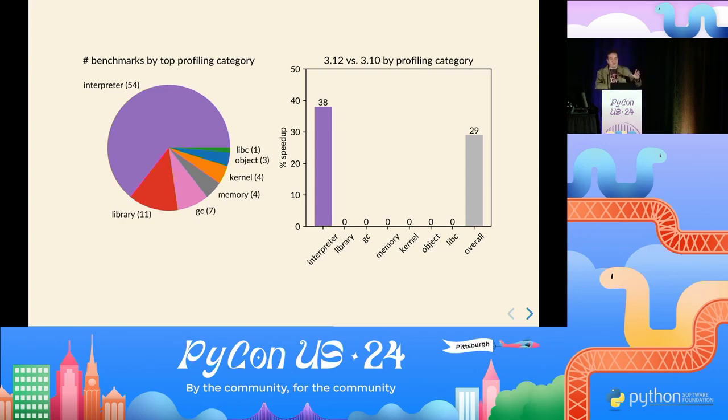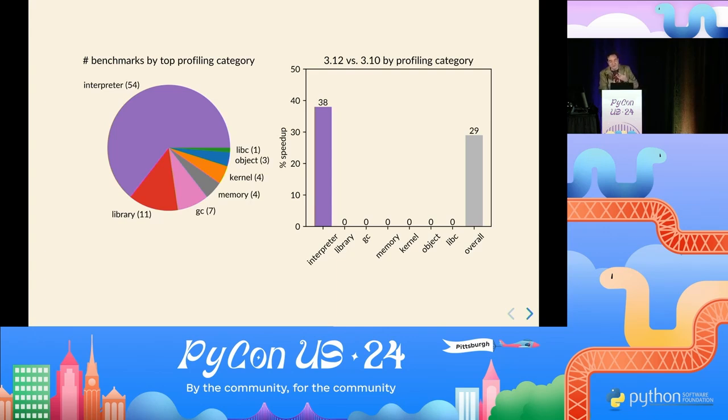54 of our benchmarks spend most of their time in the interpreter, and then we have a bunch of other benchmarks that spend most of their time elsewhere. It's really interesting. Some of the benchmarks spend most of their time in the Linux kernel, so they're really not CPython benchmarks at all. They're Linux benchmarks.